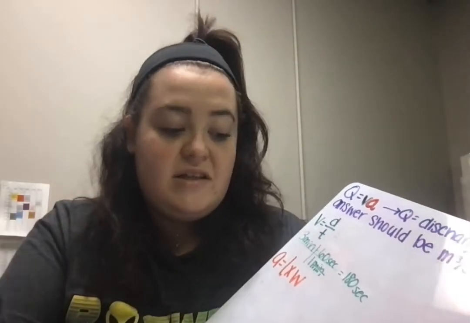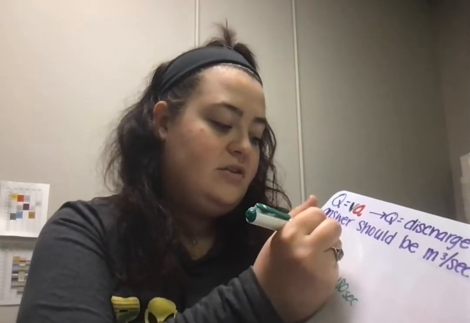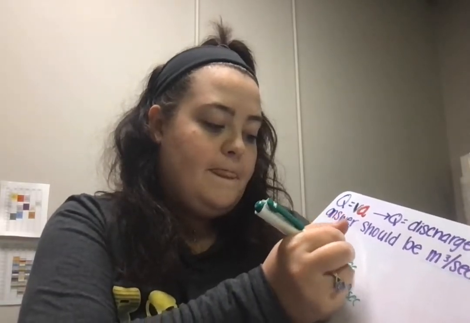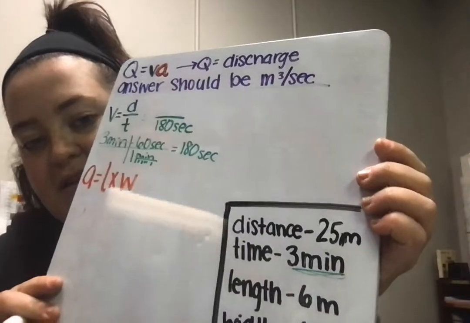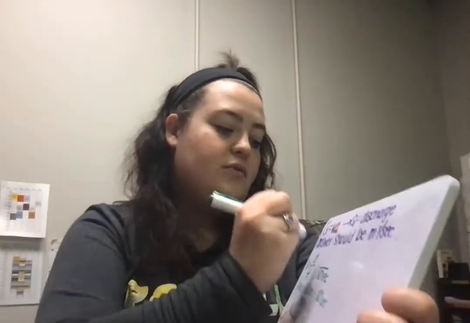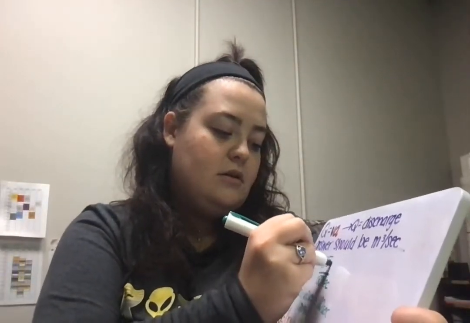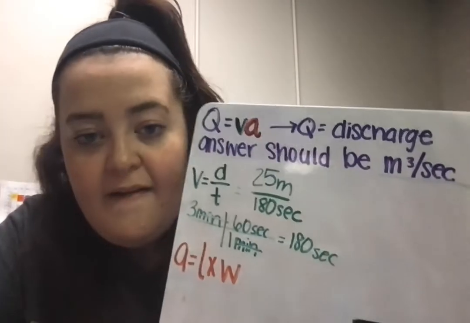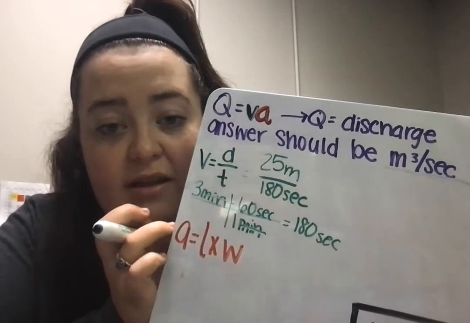So we just got our time, and our time is 180 seconds, so over 180. And it gives us our distance, and it says our distance is 25 meters, so 25 meters. I've got it set up like that. I have V equals D over T, and then I plugged in my two values that were given in the question.